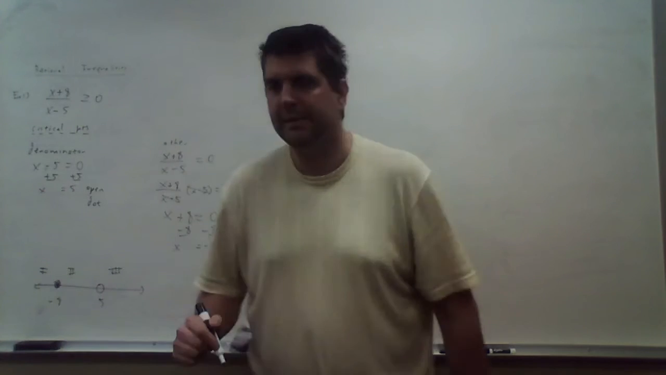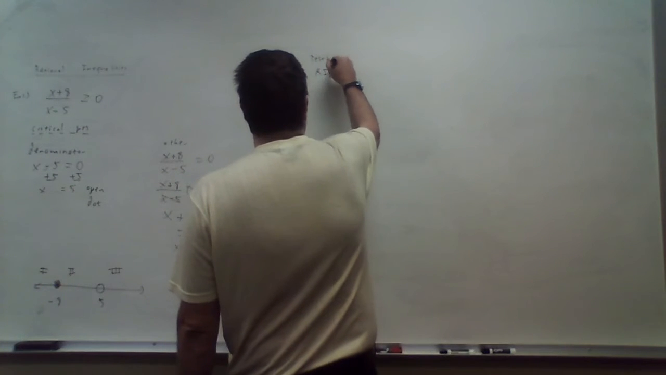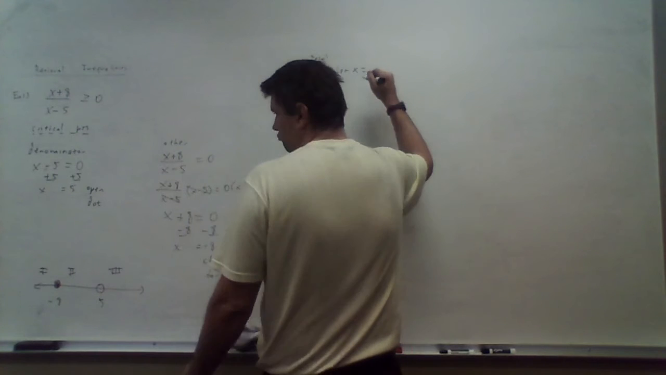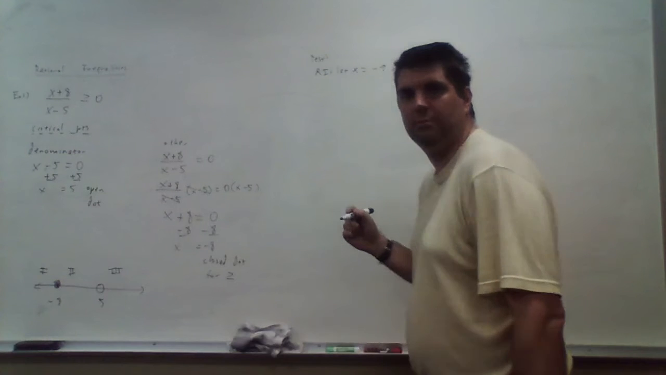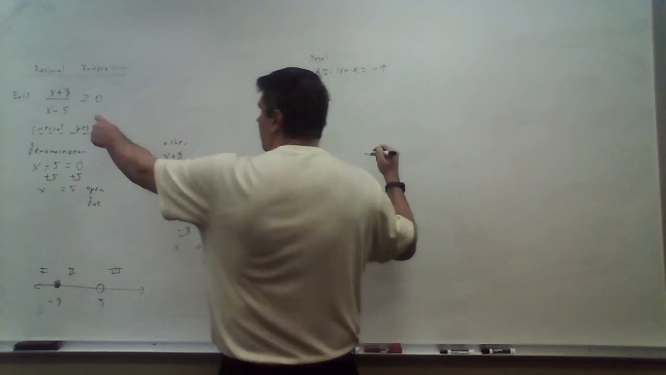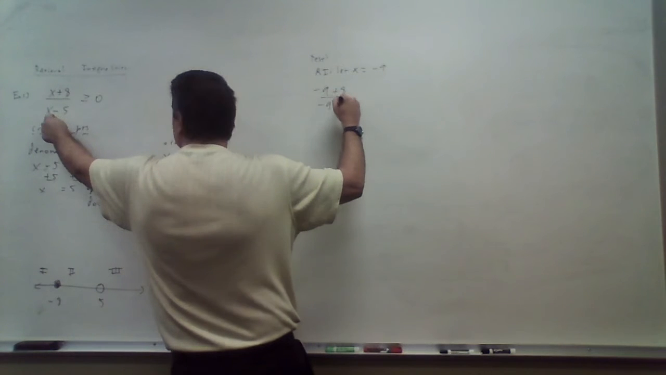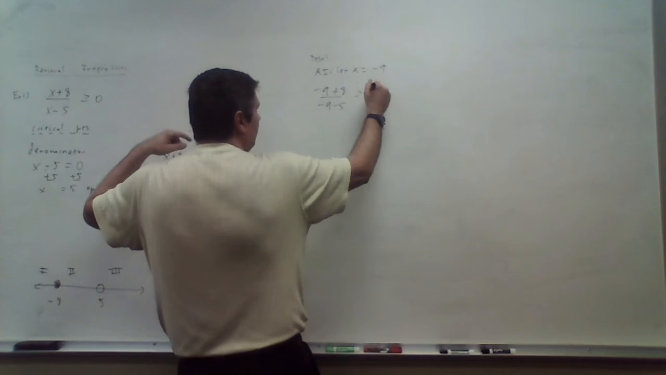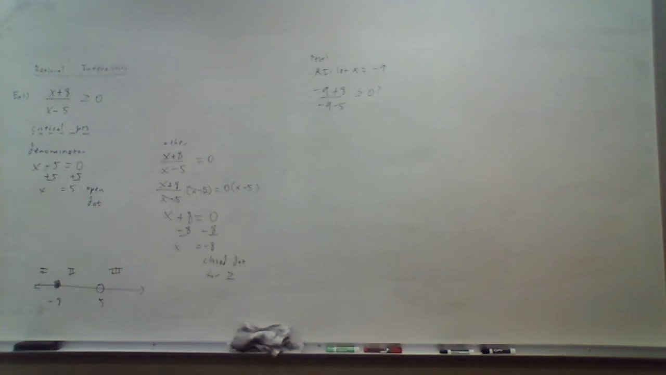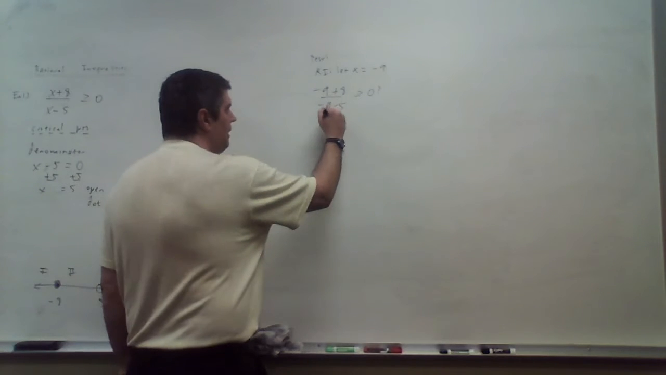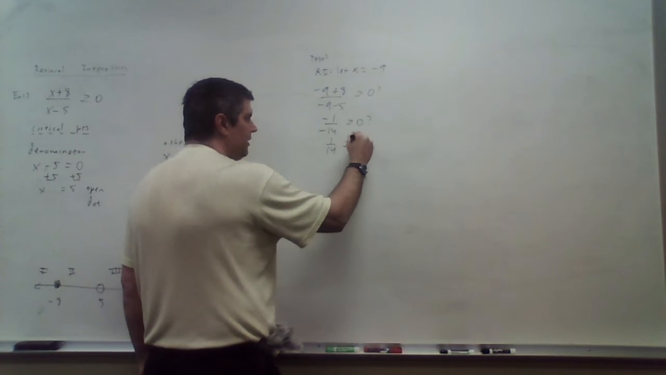Okay. Next, we test the regions. Region 1, let x equal negative 9. It just has to be in the region. Okay? So I check to be sure if negative 9 plus 8 over negative 9 minus 5 really is greater than or equal to 0. So I end up with negative 1 over negative 14. That's 1/14, which is greater than or equal to 0. That's true.